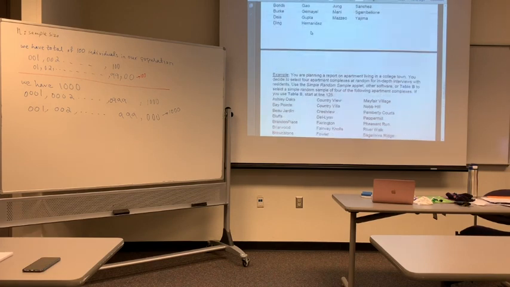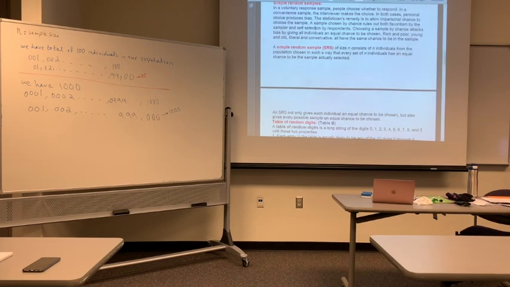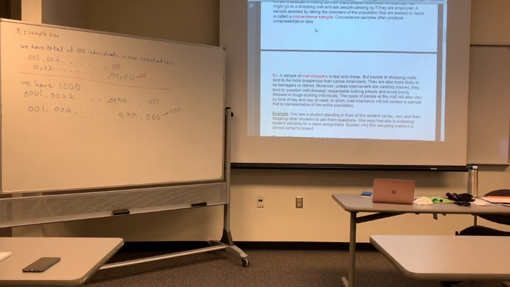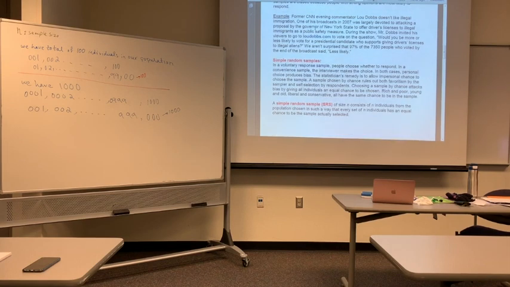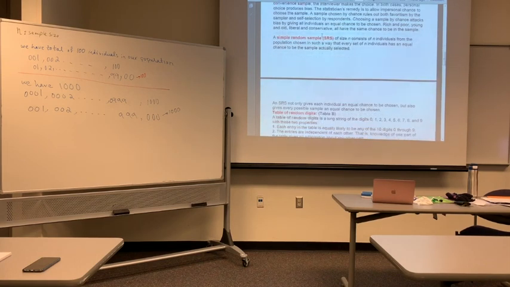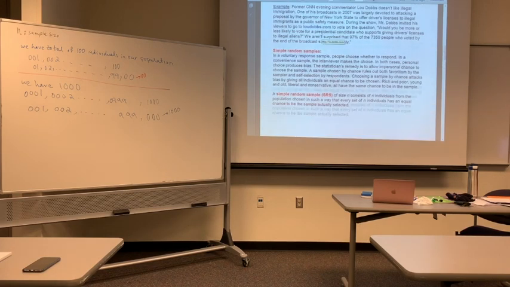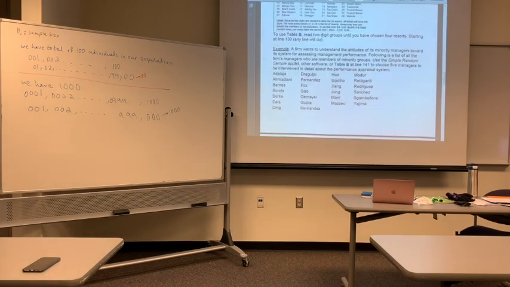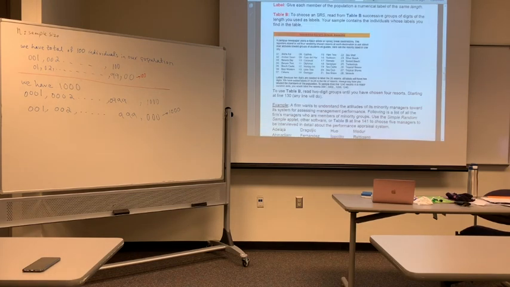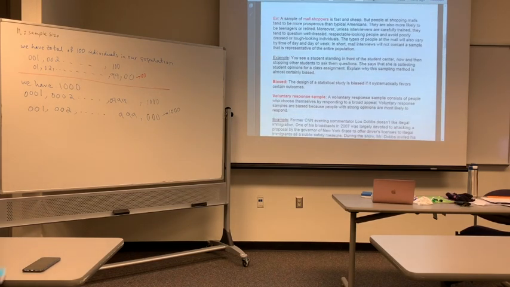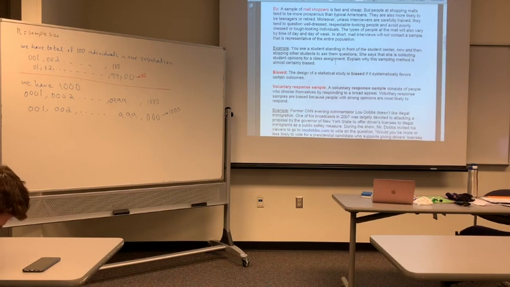Okay, so now I wanted to talk about bias also. Look at this, I don't want to forget that. So as we saw, convenience sample, voluntary response sample, these are not good, right? Because they favor a certain part of the population. So very biased. Okay, here. It says the design of a statistical study is biased if it systematically favors certain outcomes. So it means the result is not correct.